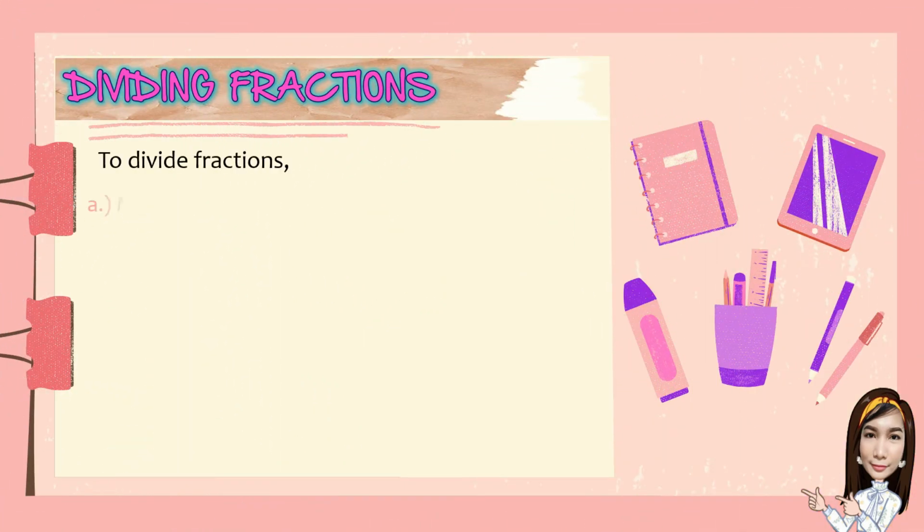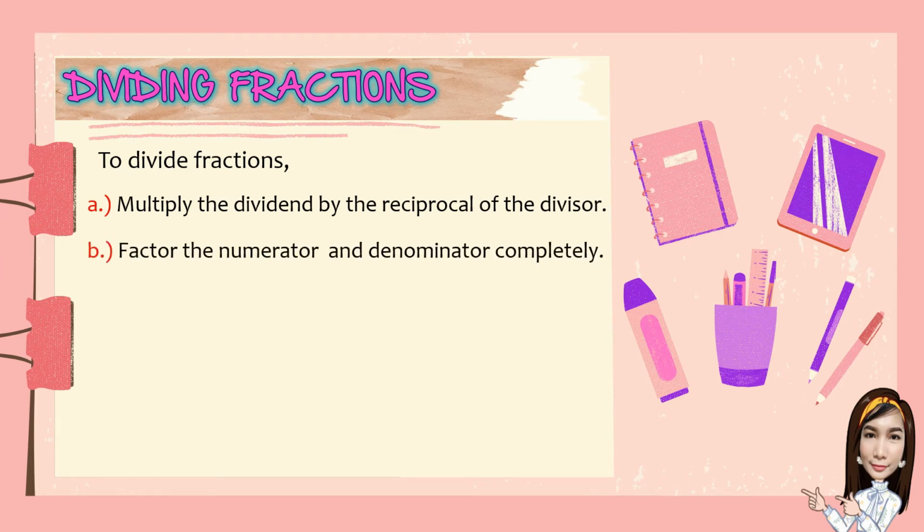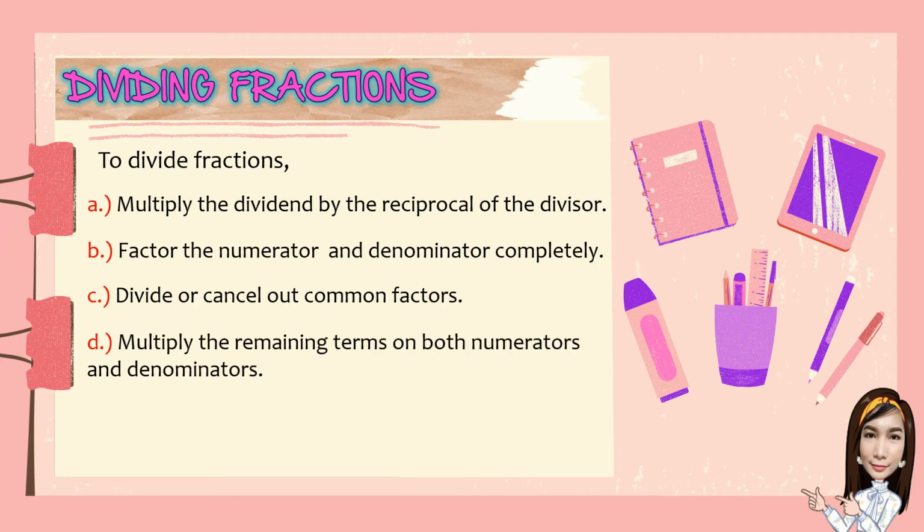To divide fractions, first, multiply the dividend by the reciprocal of the divisor. Second, factor the numerator and denominator completely. Third, divide or cancel out common factors. And for the last, multiply the remaining terms on both numerators and denominators.